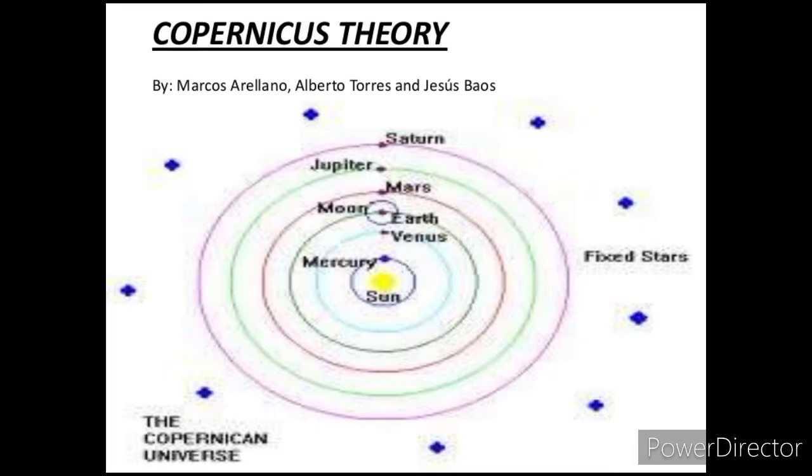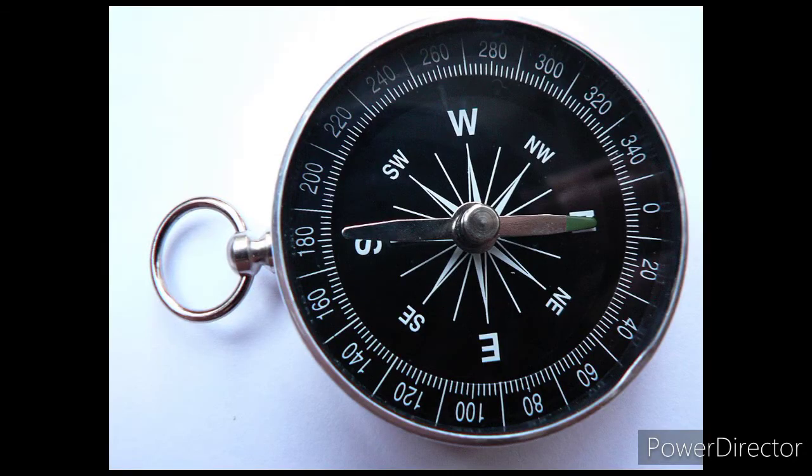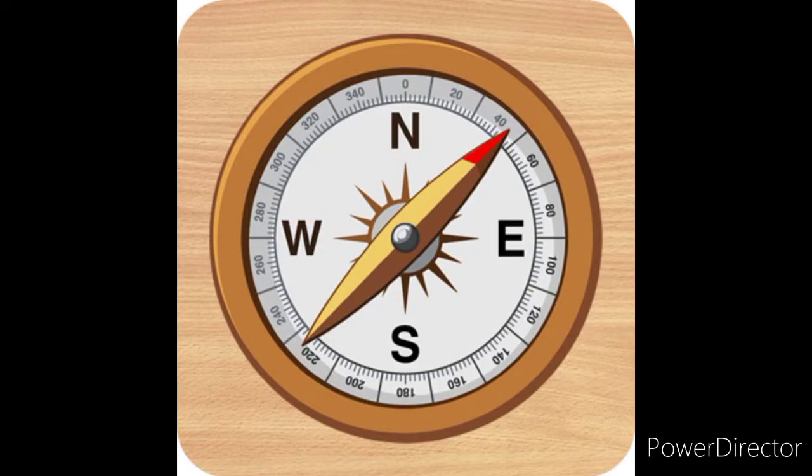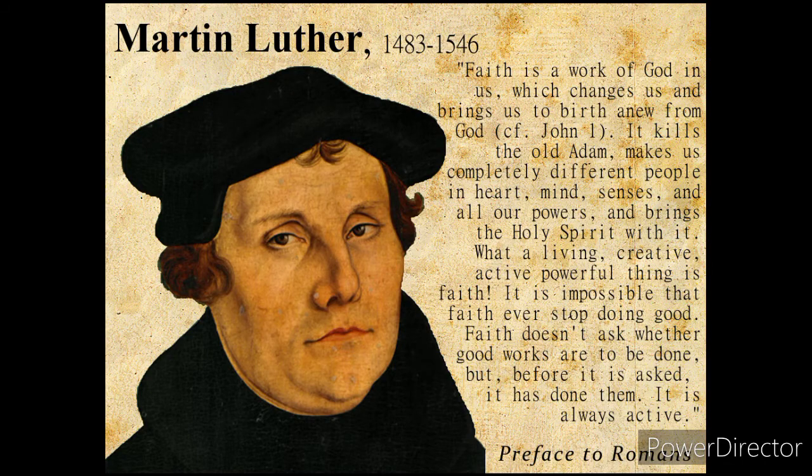Other historical facts during this era are the discovery of the actual position of the Earth in the solar system by Copernicus, the invention of the compass, creating wider navigation not only on the lands but also on the oceans, and Martin Luther's Protestant Reformation.